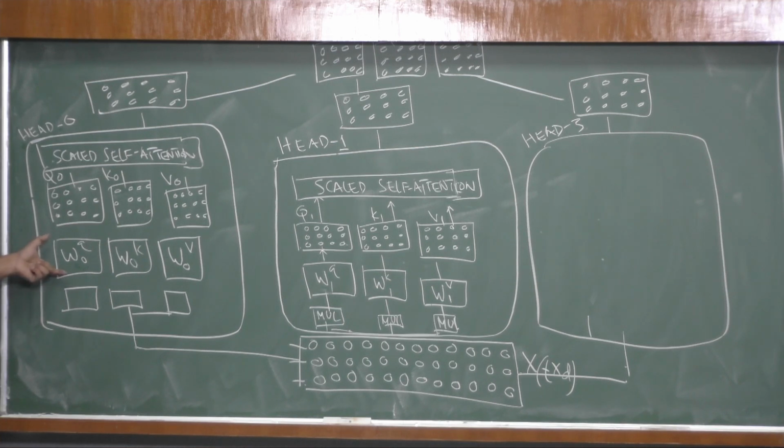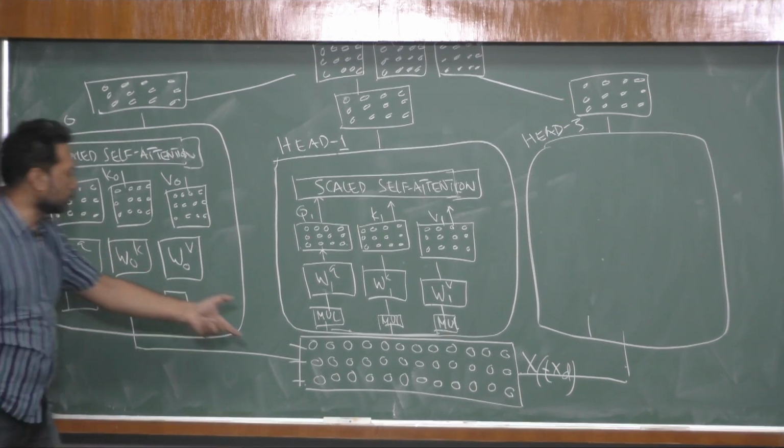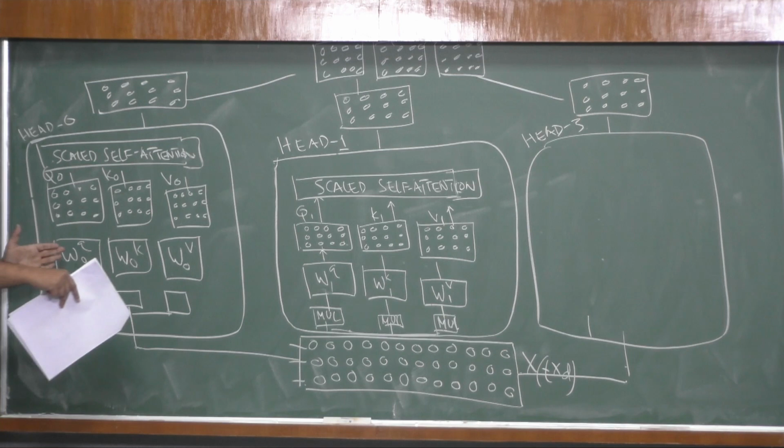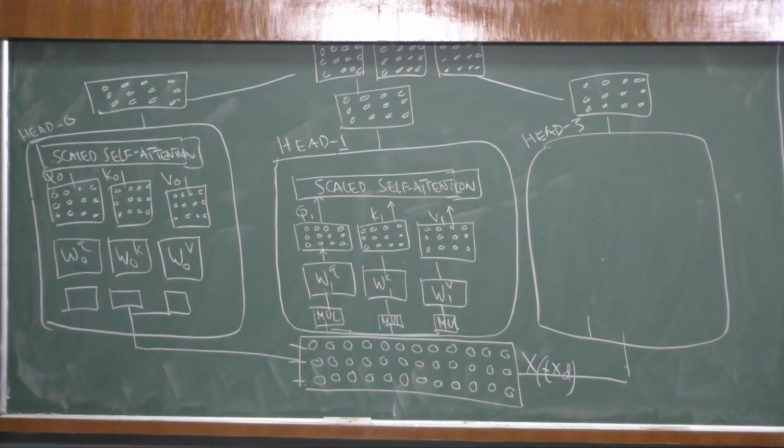The point here is that I could have produced these queries with dimensions t by d itself. But I choose my W_Q in such a way that when I apply it on this, the d dimension is reduced to d by h, where h is the number of heads. So you saw that the W_Q dimension is picked in such a way that the output is now t by d by h.